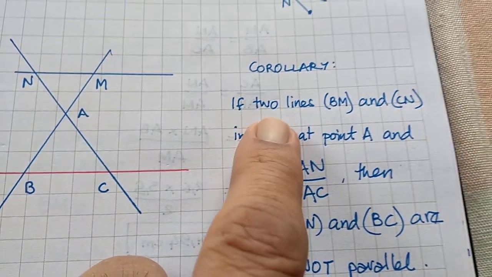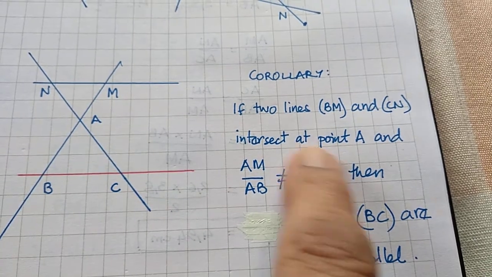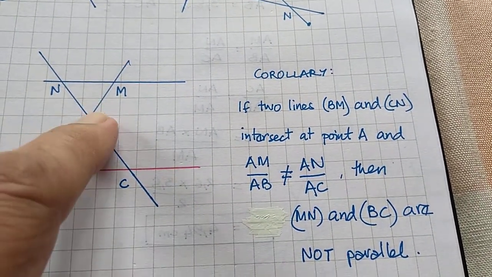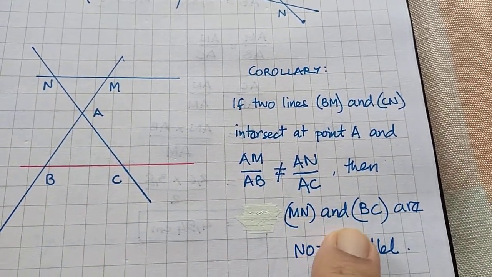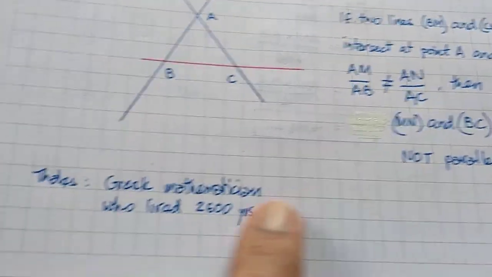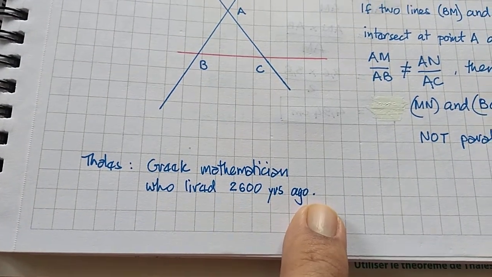So, if two lines BM and CN intersect at point A and AM over AB is not equal to AN over AC, then MN and BC are not parallel. Okay. By the way, Thales was a Greek mathematician who lived around 2600 years ago.